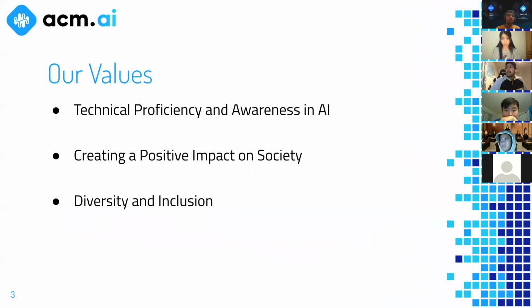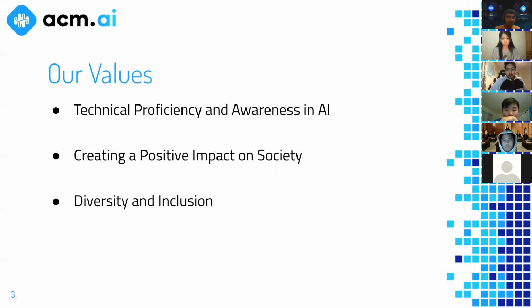And in order to do so, we have a couple of key values. The first one is technical proficiency and awareness in AI. First off, knowing how to use AI as well as its general methods and techniques, as well as knowing what's currently happening in the AI space.